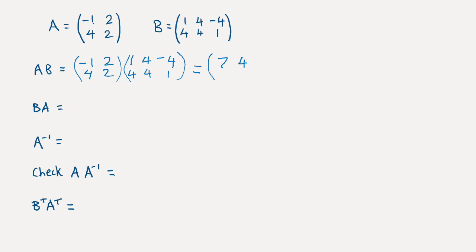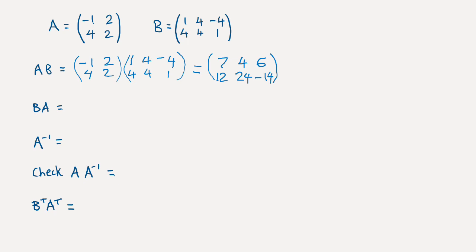And then just keep going. So first row, third column, inner product is 4 plus 2, 6. And then second row, first column, inner product is 4 plus 8 is 12. And then second row, second column, inner product is 16 plus 8, 24. And then lastly, second row, third column, inner product is minus 16 plus 2, so minus 14.